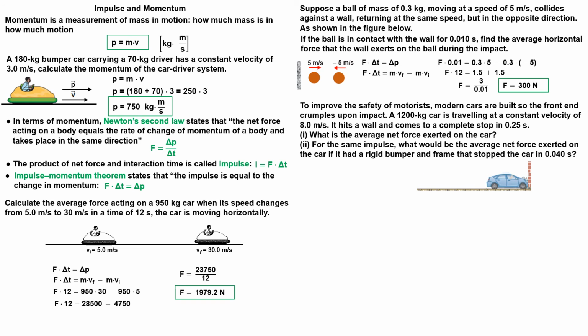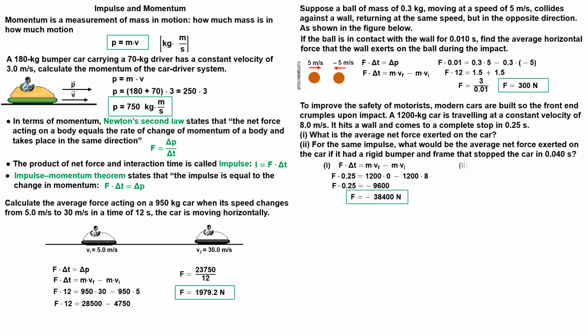To find the average net force exerted by the wall on the car, we use the Impulse-Momentum Theorem. When the car hits the wall, the final velocity of the car is 0. The net force is in the opposite direction to the initial momentum of the car, because from Newton's third law, the wall is exerting a force directed to the left on the car. In the second part, we will do the same, but we just change the time interval.